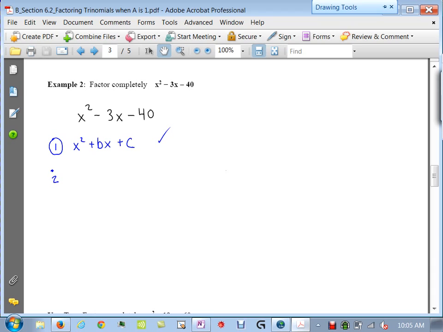Step 2, factor out a GCF, and if there's a -1 in front of x squared, factor it out, which I don't have again, right? So no GCF, no negative, so I'm good. Step 3, what does step 3 say? Am I going to be adding or subtracting, right? Isn't that what it says?